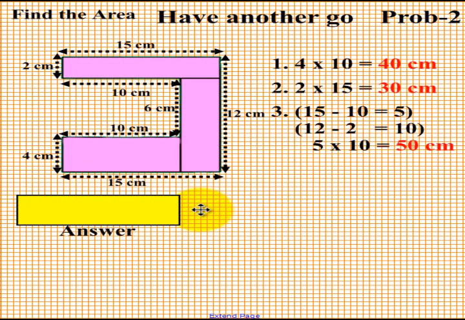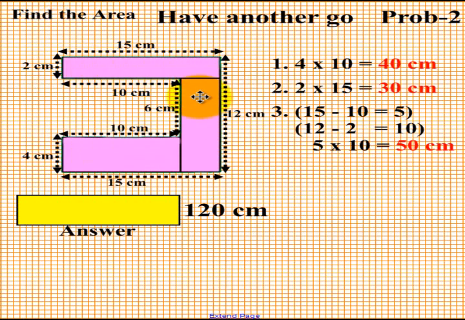Okay, here's what we came up with, 120 centimeters. And here's how we determine that. Number 1, 4 times 10 equals 40 centimeters. That took care of this area. 4 times 10 is 40. Second, we have 2 centimeters times 15 is equal to 30. And that took care of this area.